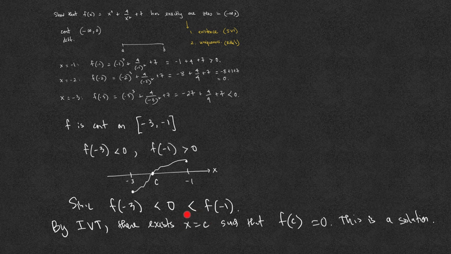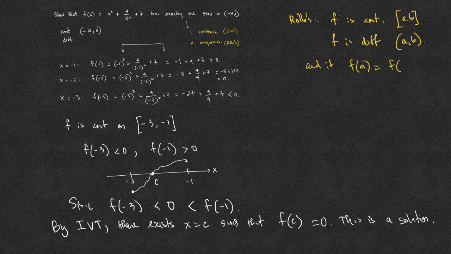Now we need to show that this c is unique. To do that, we will use Rolle's theorem. Rolle's theorem says that if f is continuous on a closed interval a, b and differentiable on the open interval a, b, and if f of a equals f of b, then there exists a number x equals c in the interval a, b such that f prime of c equals 0.